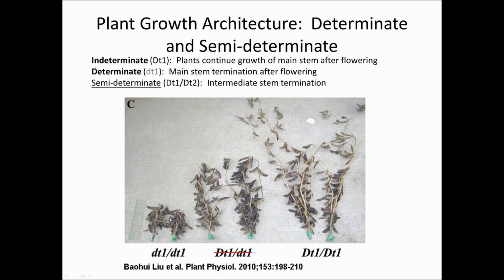Determinate lines, shown in the figure here, terminate main stem growth shortly after flowering. This doesn't mean that the lines have to be short. That's just a characteristic of lines that flowered early and then stopped growth. We also have semi-determinate lines. Those are lines that in an indeterminate DT1 background have intermediate stem termination due to the DT2 gene.